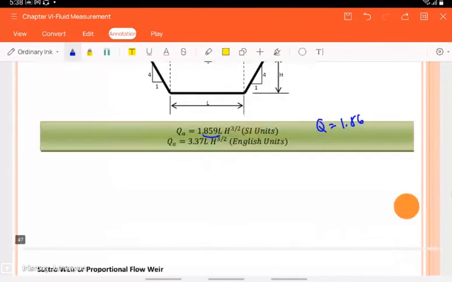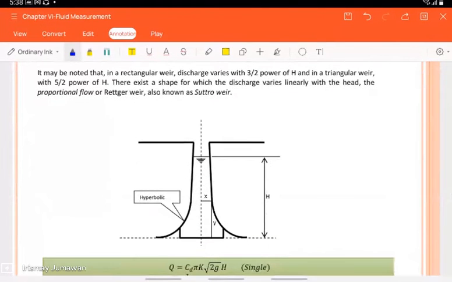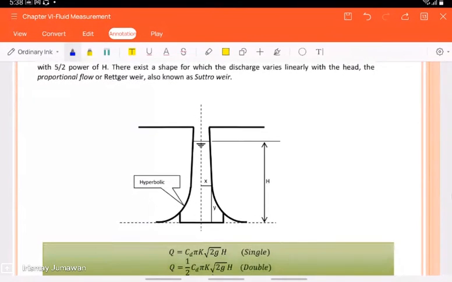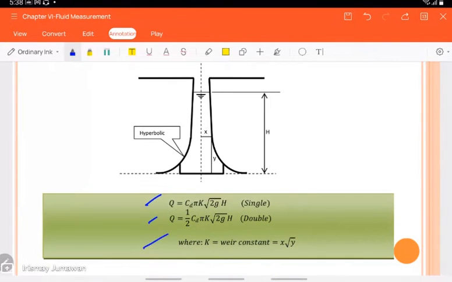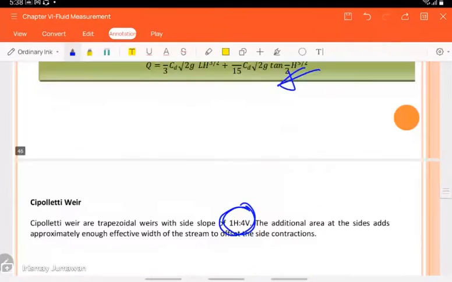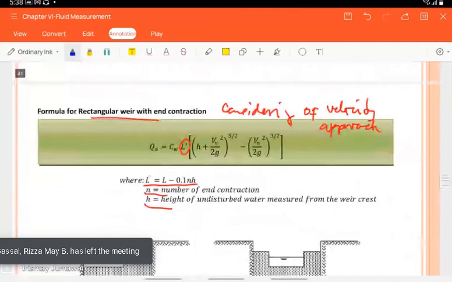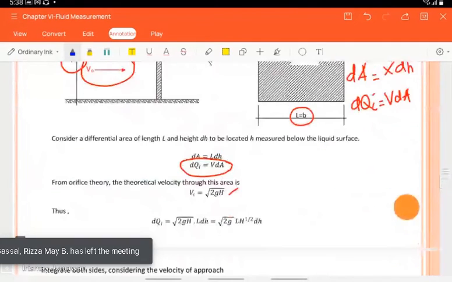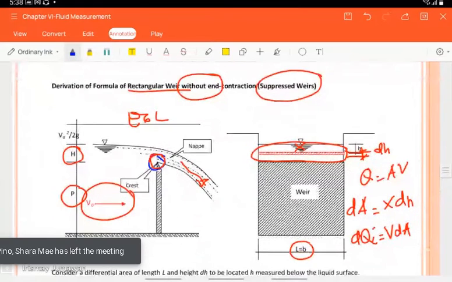Okay, so another is the Sutro or proportional weir. We have here a formula. We have this one, U, if it is single and it is double, and K is square root of Y. These are the formulas for the sharp-crested weir. So this is all about the sharp-crested weir.